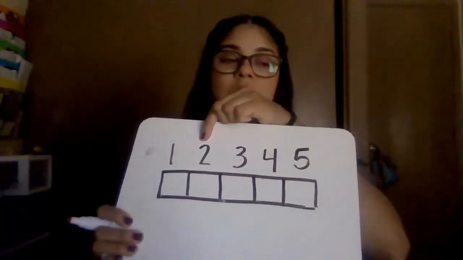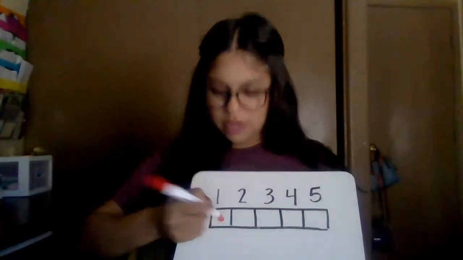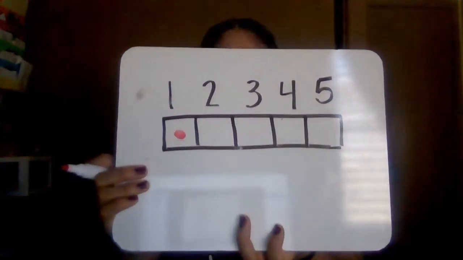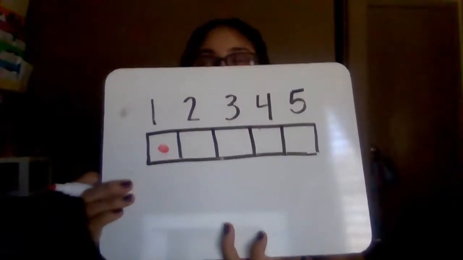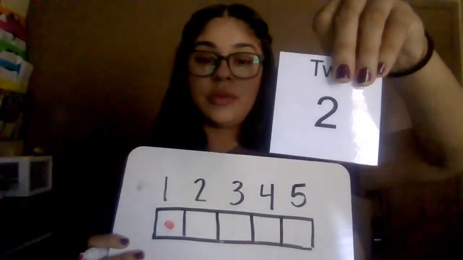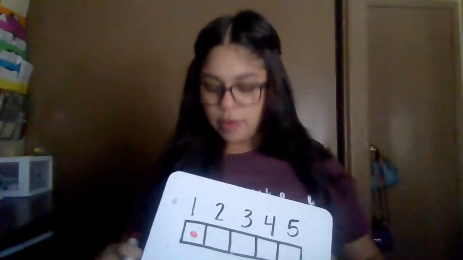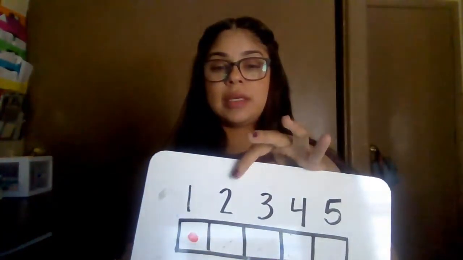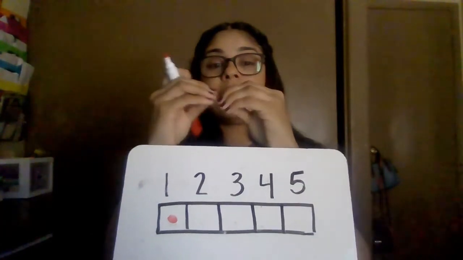All right. But we always start at number one. So let's put our first block on number one. One. I want to get to number two. So do I need more or do I stop? Remember, we said two is right here. You guys are right. I need more.